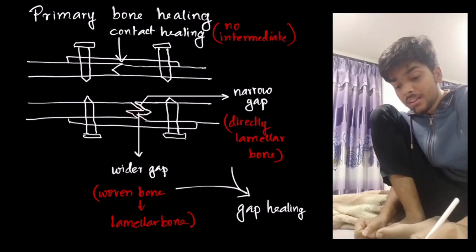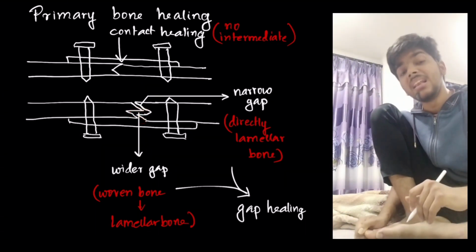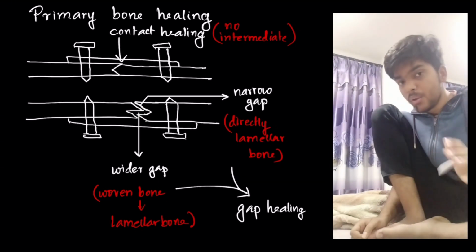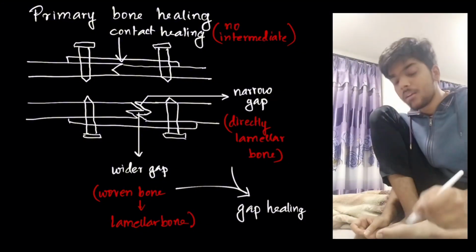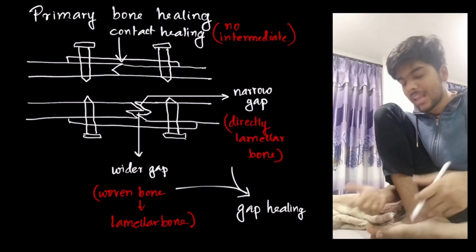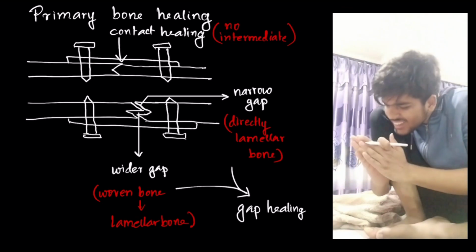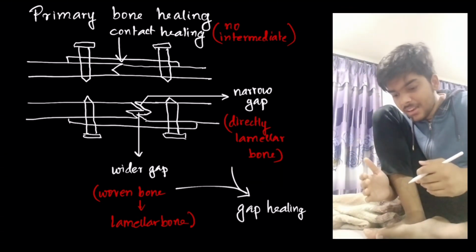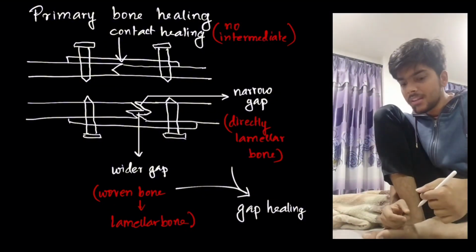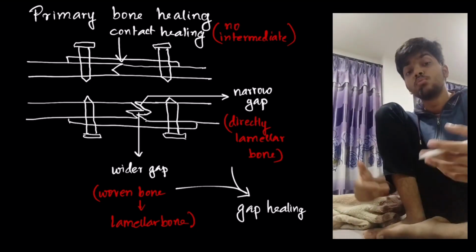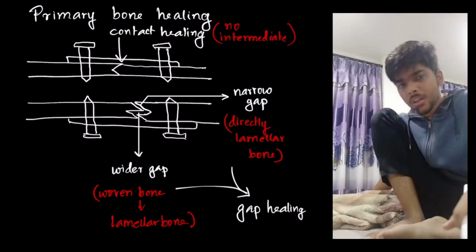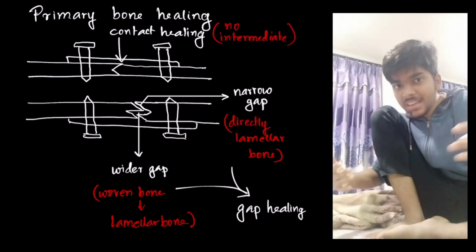But remember, even this gap is very less as compared to the gap that is present during secondary intention healing. During that, there is quite a bit of gap. But here, with the help of surgery, the gap has been reduced immensely. But still, if there is gap, then gap healing will take place. Even within that less amount of gap, there is relativeness. That is, if there is very little gap, then direct lamellar bone will form. If there is a little bit of gap, then first woven bone will be formed, followed by lamellar bone. And if there is no gap at all, none of the intermediate stages will take place. Direct healing will occur.